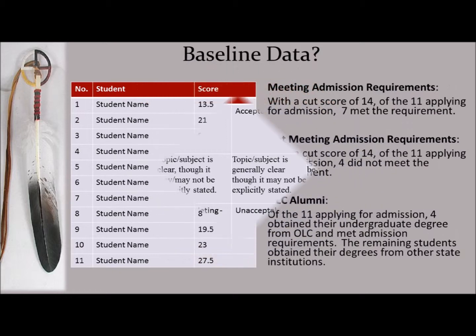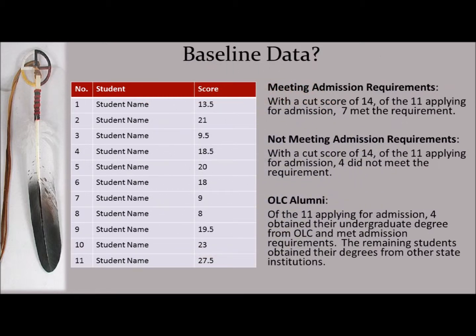Based on the most recent displayed data for entry, a total of 11 students submitted their writing sample for review. With a cut score of 14, 7 individuals, or 67%, met the requirements for admittance, while 4, or 36%, were denied admission. Of the 11 applying for admission, 4 obtained their undergraduate degrees from OLC and met admission requirements. The remaining students obtained their undergraduate degrees from other institutions. Modifications of the current scoring rubric can give the department a better understanding of what literacy elements possible candidates are deficient in.